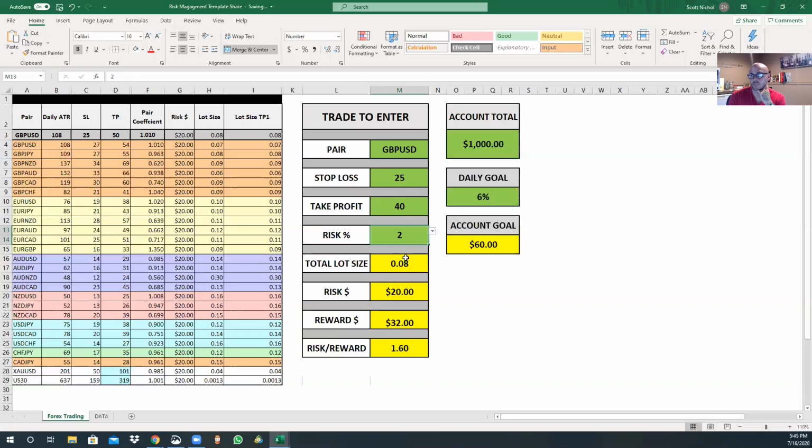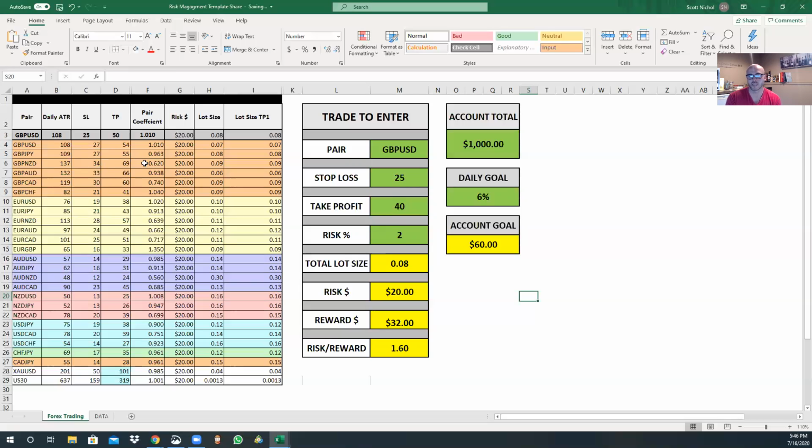That's what you're going to put into your MT4. That means that you're willing to risk 20 bucks. That's the lot size. It's all calculated too with these pair coefficients. You'll see in this column, because each pip, like a 0.1, is not necessarily a dollar on every one of these pairs.